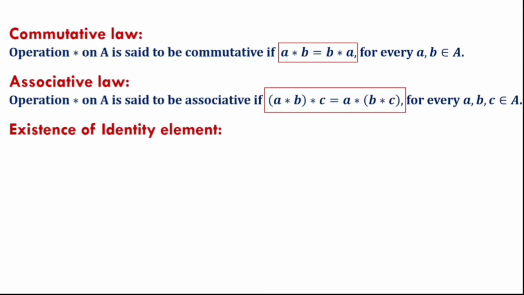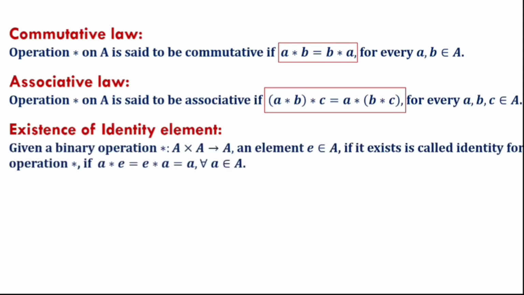The third one is the existence of identity element. Given a binary operation star from A cross A to the set A, an element E which belongs to A, if it exists, is called the identity for the operation star if A star E is equal to E star A, which gives back the same element A, for every A which belongs to the set A.